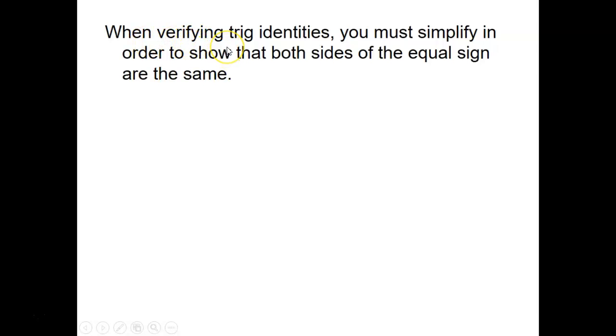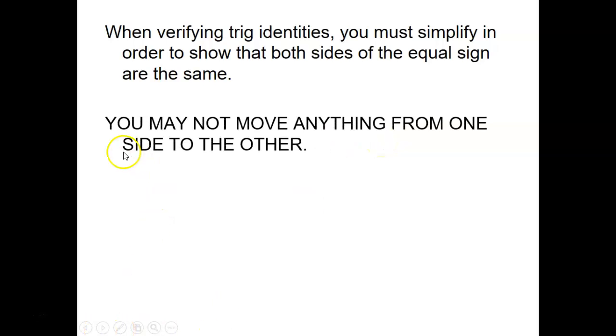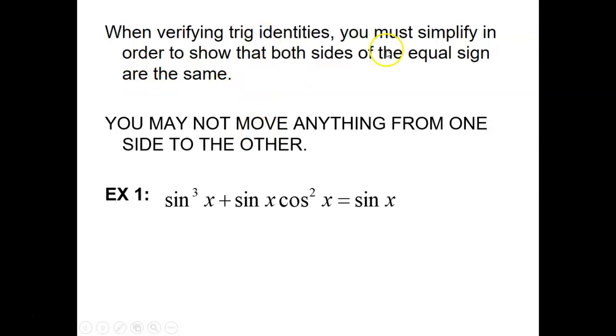When you are verifying trig identities, you must simplify in order to show that both sides of the equal sign are the same. And you may not move anything from one side to the other. So I'm going to give you a second to copy. I would probably write this down, and I would probably make that bold, because you are going to make sure you don't try to do that. And then here's our first example you can copy down as well.